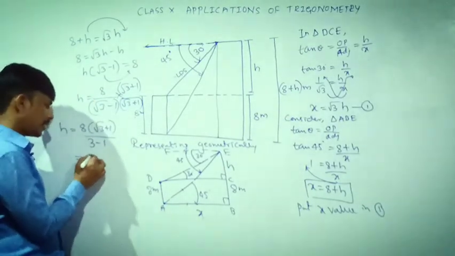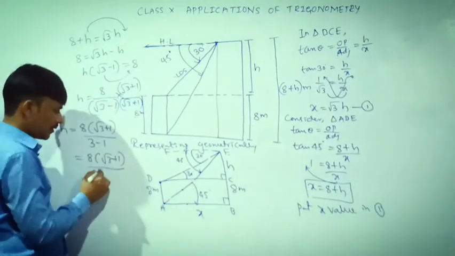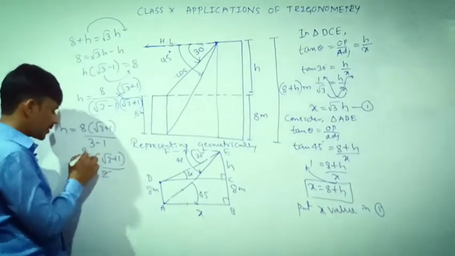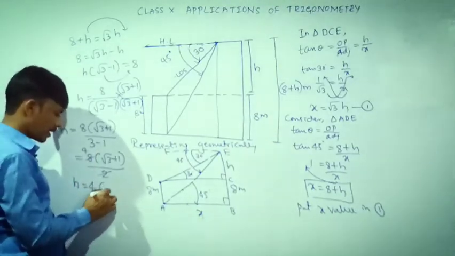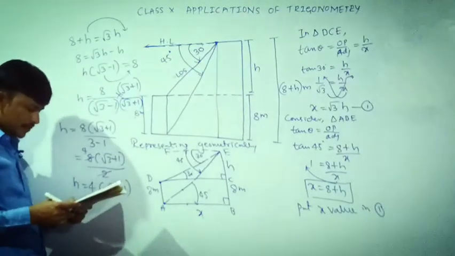It is equal to, what can we write, 8 divided by root 3 plus 1 divided by how much? 8 in bracket divided by 2. 2 ones are 2, 2 fours are 4. h is equal to 4 in bracket root 3 plus 1.